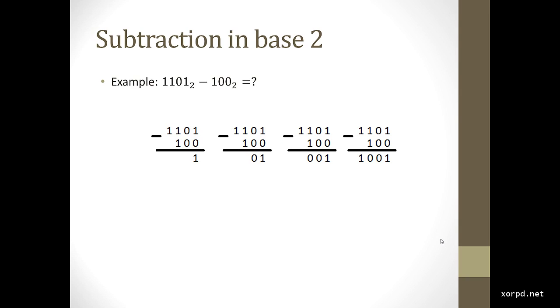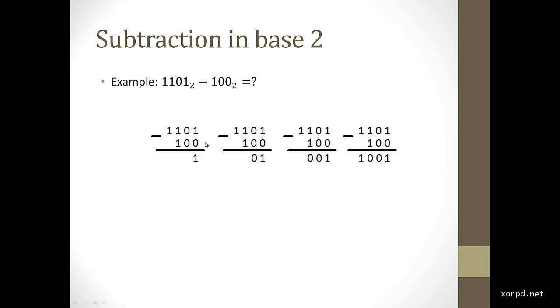Subtraction in base 2. We'll begin with a simple example where we don't have to do any kind of borrowing. 1101 minus 100 in base 2. We begin as usual by writing those two numbers vertically, aligned to the right. And then we subtract digit by digit.